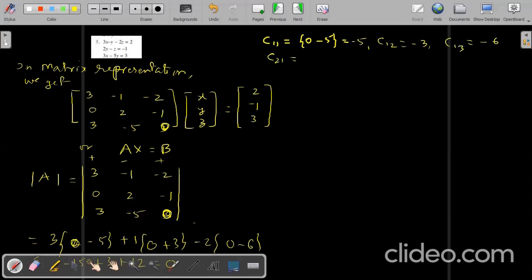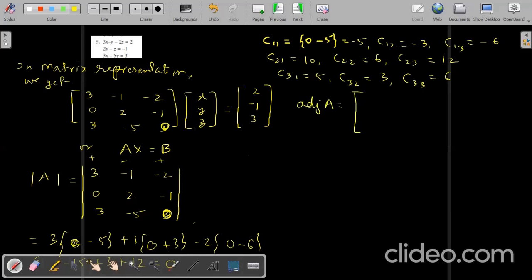C21 will be 10. C22 will be 6. C23 will be 12. C31 will be 5. C32 will be 3, and C33 will be 6.